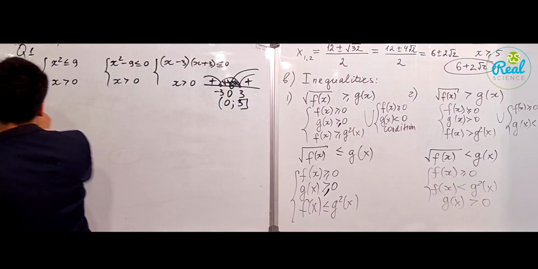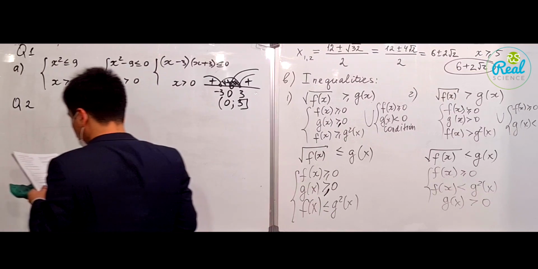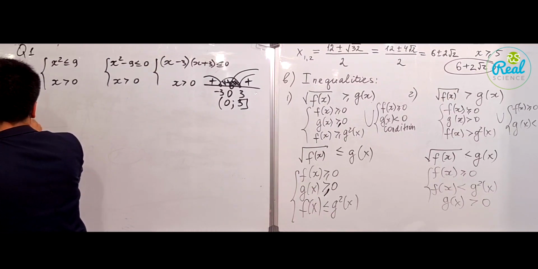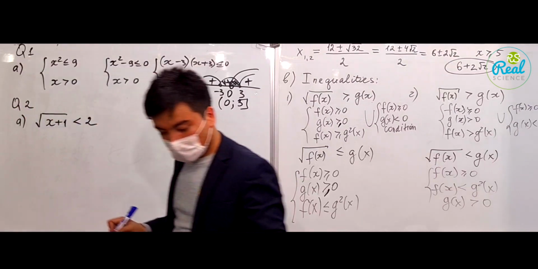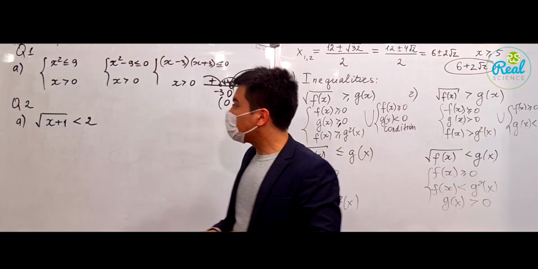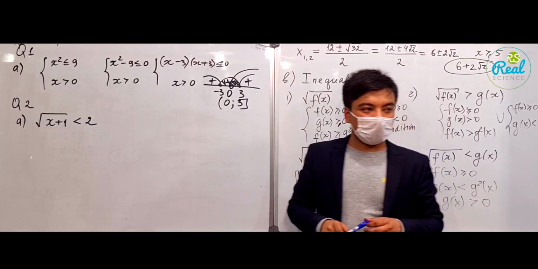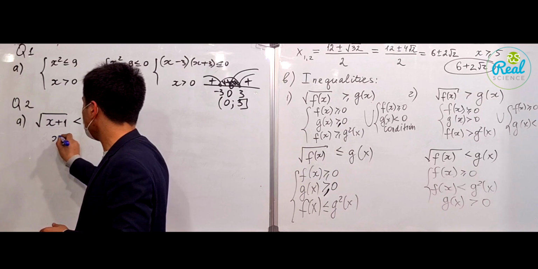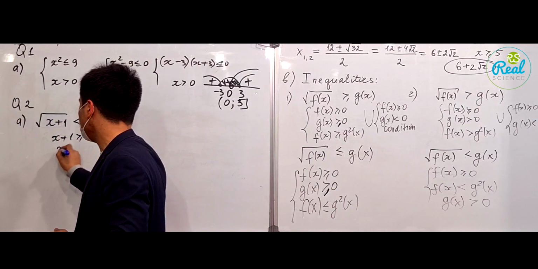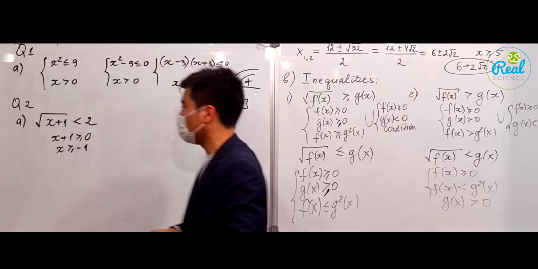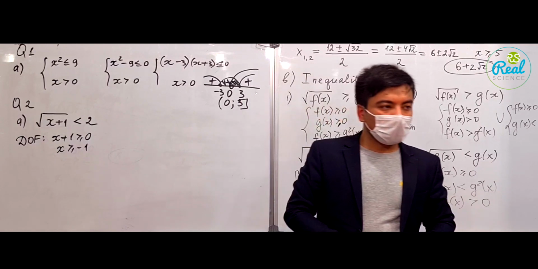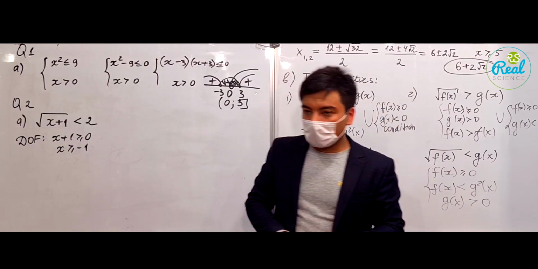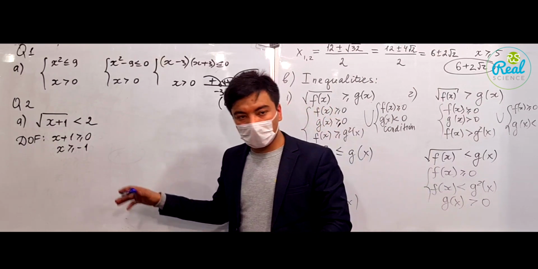So now question number 2, A1. It's an easy question. Just the first case is x plus 1 must be positive, yeah? x must be greater than minus 1. This is the DOF. What does it mean, DOF? Domain of the function. It means the possible values of x must be inside of this interval.